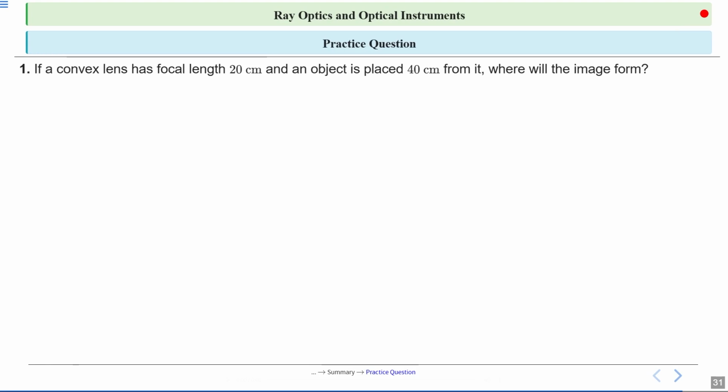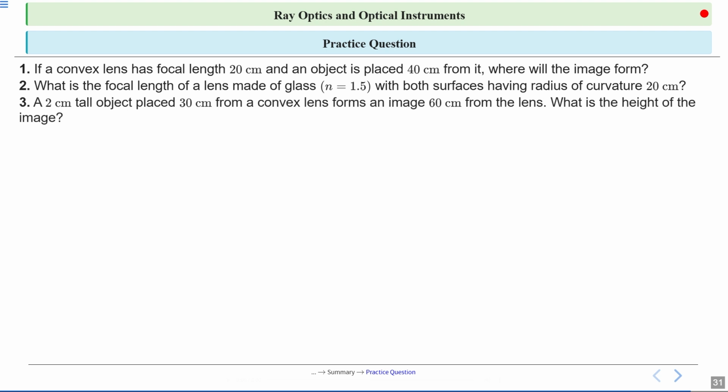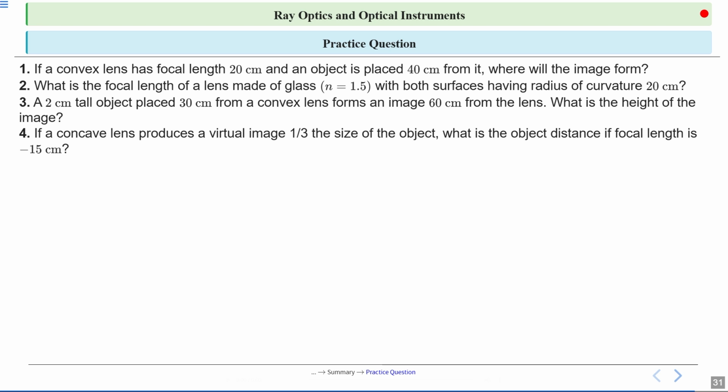So there are some practice questions. If a convex lens has focal length 20 cm and an object is placed 40 cm from it, where will the image form? What is the focal length of a lens made of glass n = 1.5 with both surfaces having radius of curvature 20 cm? A 2 cm tall object placed 30 cm from a convex lens forms an image 60 cm from the lens. What is the height of the image? If a concave lens produces a virtual image 1/3 of the size of the object, what is the object distance if focal length is minus 15 cm?